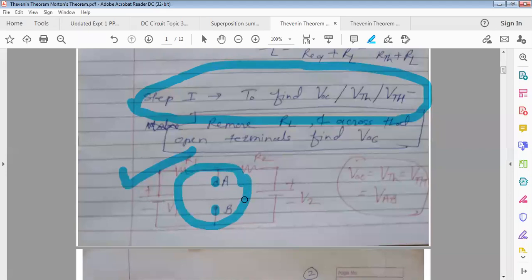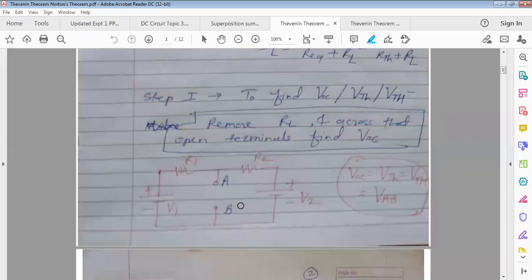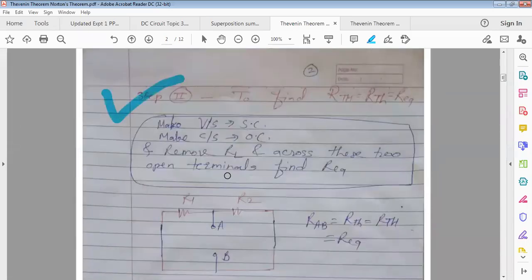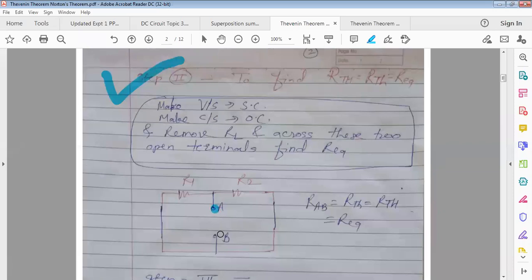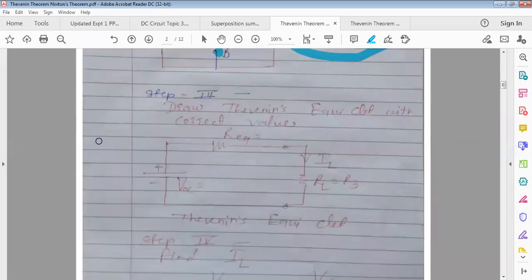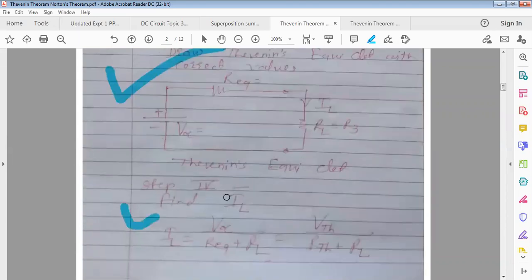Any method you can use, mostly Kirchhoff's is used, to calculate this open circuit voltage. Second step, calculate R equivalent. For this, voltage sources you have to short, current sources you have to make open, and remove the load resistance. Wherever the load resistance was connected, across those two open terminals find the equivalent resistance, and that will be Thevenin's equivalent resistance. Draw Thevenin's equivalent circuit and, using Ohm's law formula, you can find the load current.